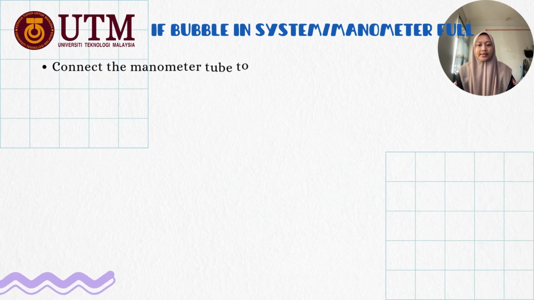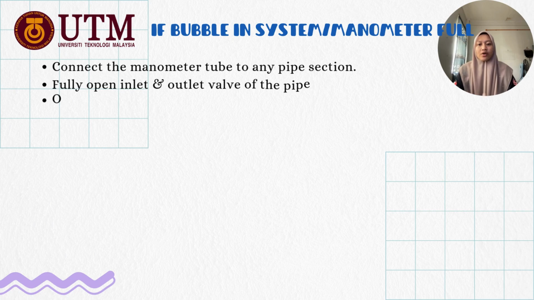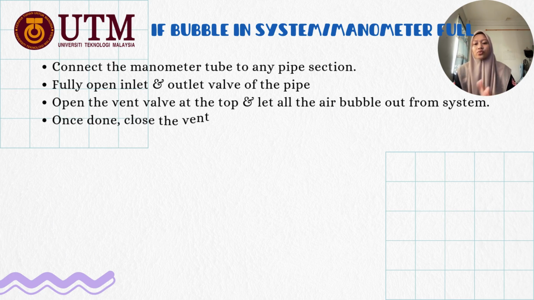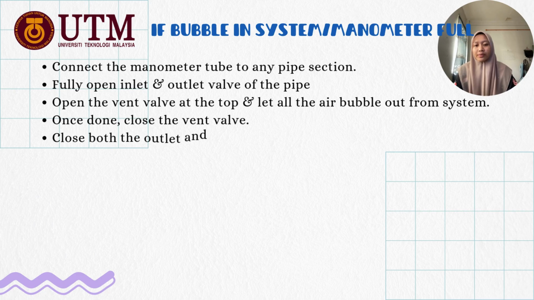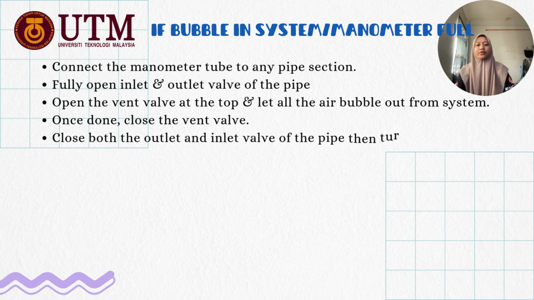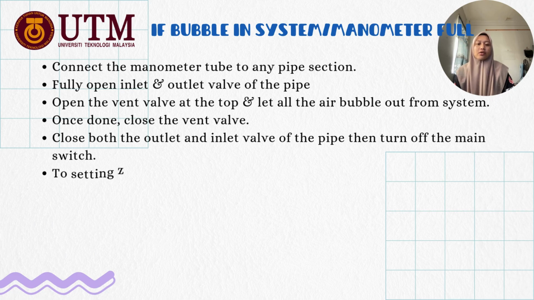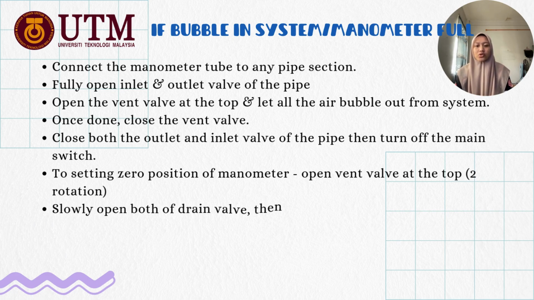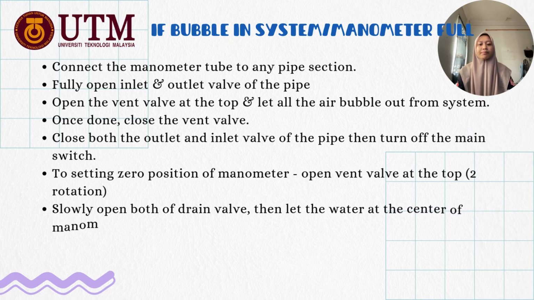Next, this is for the case where there is a bubble in the system or the manometer is full. First, we need to connect the manometer tube to any pipe section, and then fully open the inlet and outlet valves of the pipe, and then open the vent valve at the top and let all the air bubbles out of the system. Once done, close the vent valve and close both the outlet and inlet valves of the pipe.